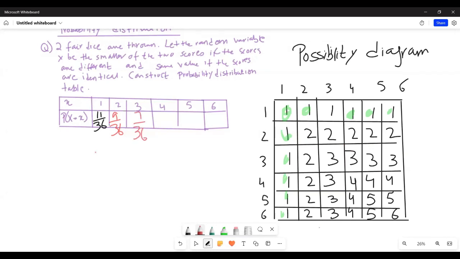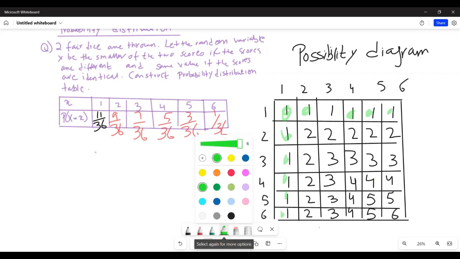Then how many 4s? 3 plus 2, 5. So 5 by 36. Then how many 5s? 3. 3 by 36. And then how many 6? Just 1. 1 by 36.